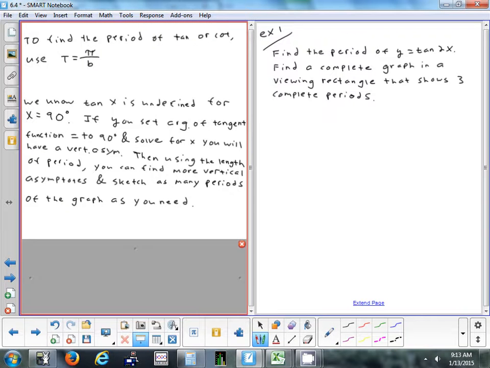Okay, so this example says to find the period of tangent 2x. And you don't have to sketch anything by hand. Find a complete graph, and I'd like you to show 3 complete periods. By complete, I mean, please don't show me like a half, and then 2 holes. Okay, let's make 3 nice connected periods on the screen. So that means we might need to adjust our window a little bit.